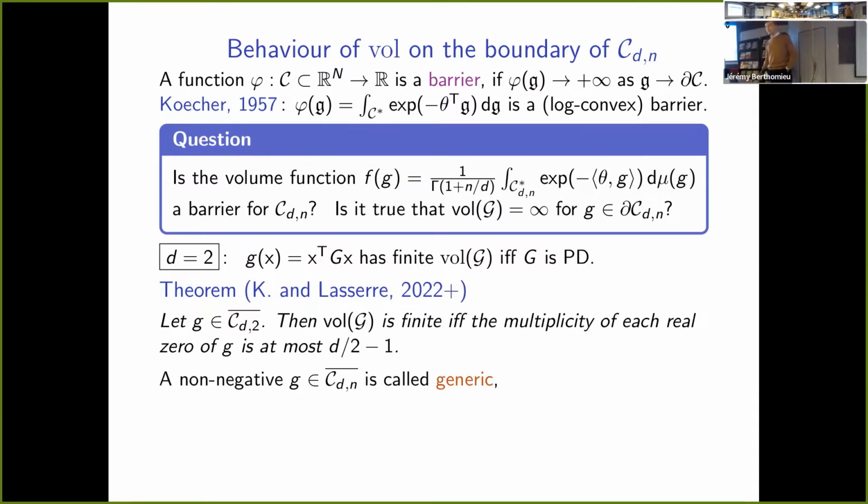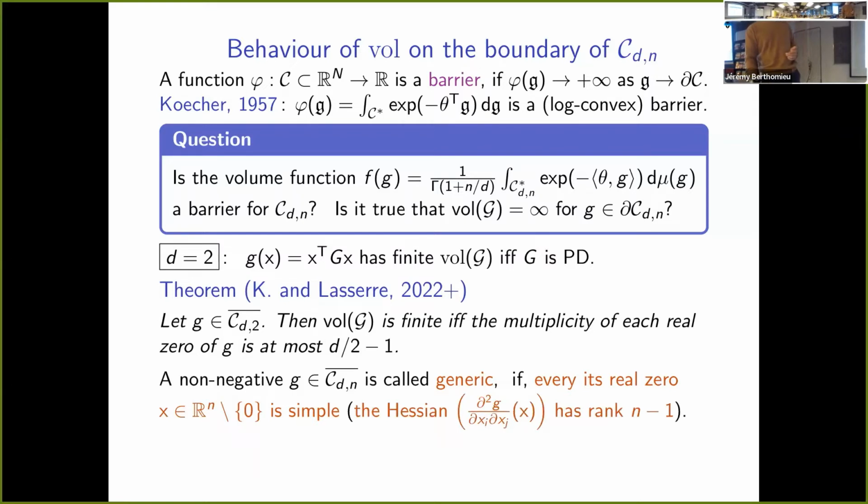So what happens for a larger number of variables? For this, let me define a generic form. So I take any non-negative form. I call it generic if every real zero of this form, that is not trivial, is simple. That is, the Hessian at this point has to be of maximal possible rank, that is, of corank 1. Corank 1 because of homogeneity, it always has a one-dimensional kernel at least.